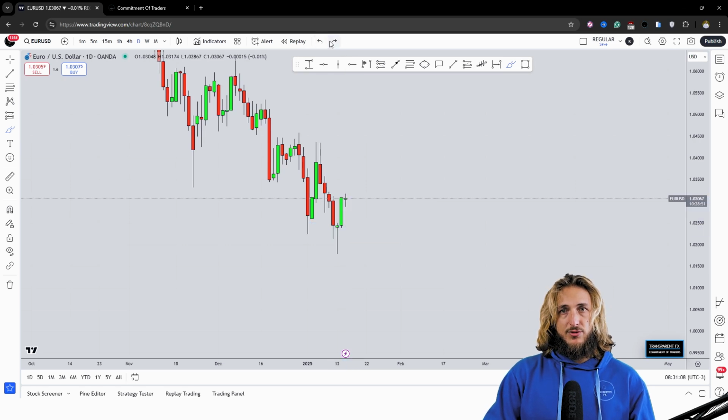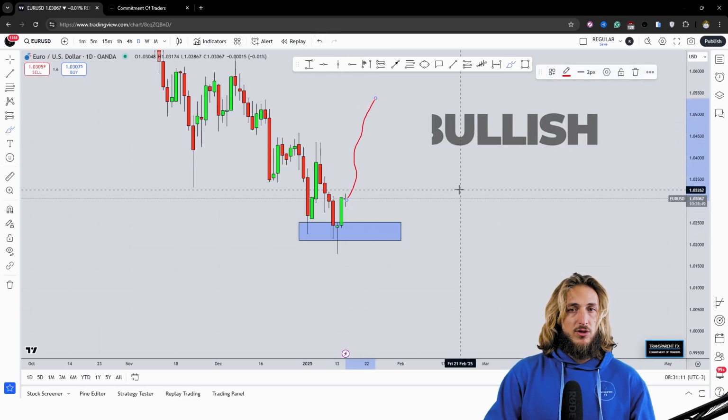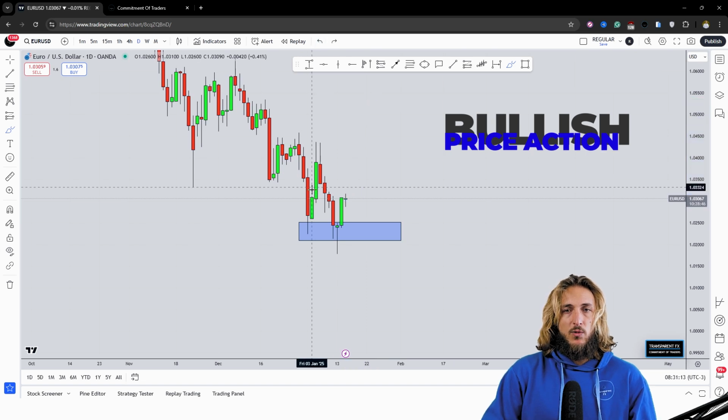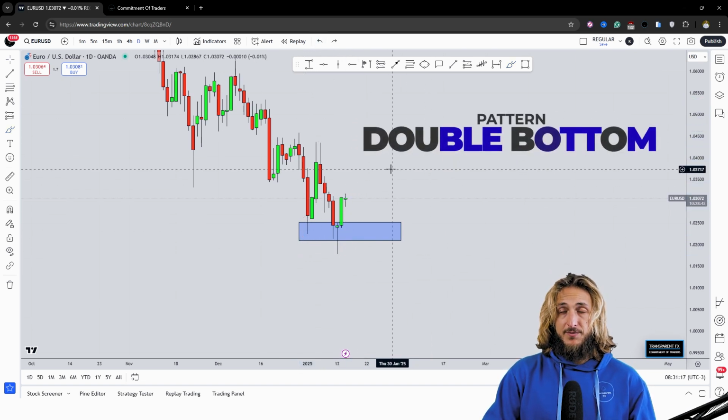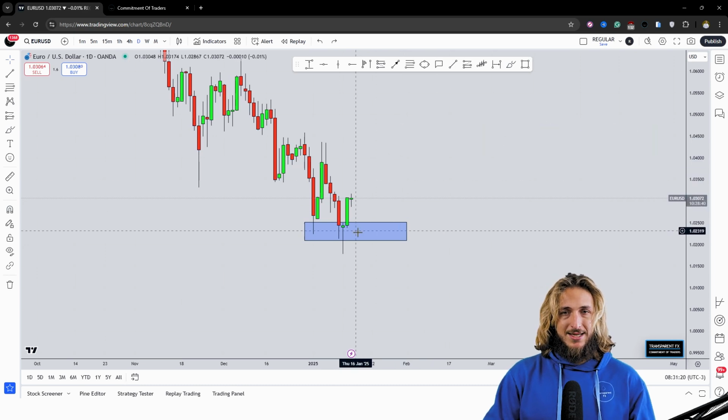So from a daily standpoint, there is definitely the possibility of seeing more potential bullish price action being created away from this level, potentially also creating a double bottom at this zone if institutions are once again adding longs.